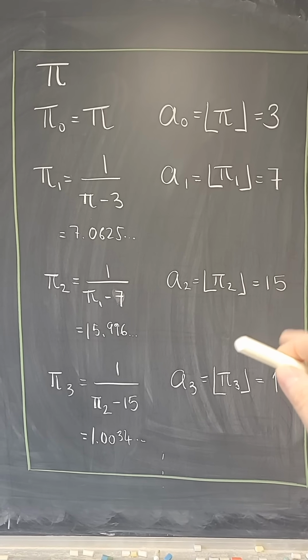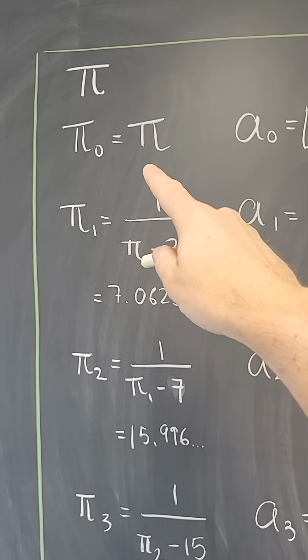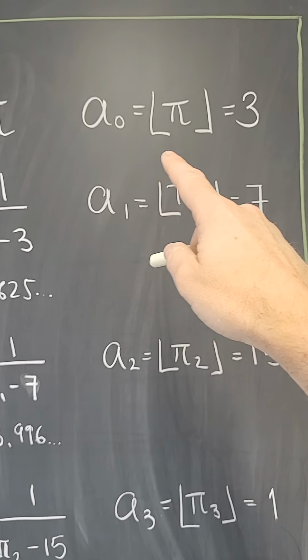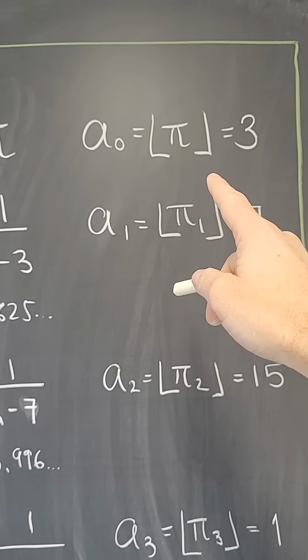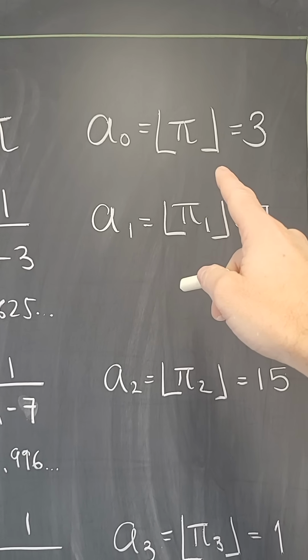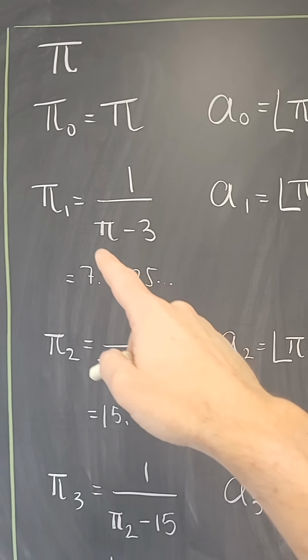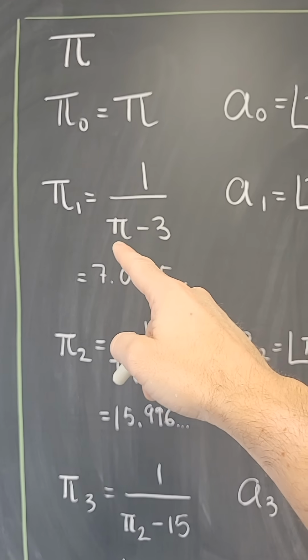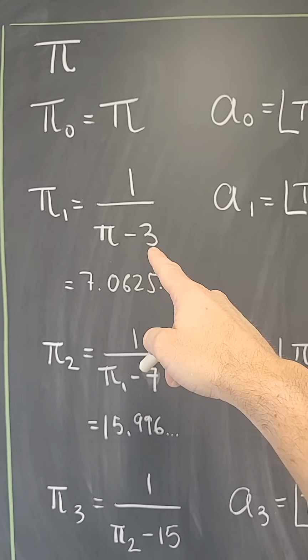Let's do this for pi. Set pi 0 to be pi, and a0 to be the floor of pi. From basic principles, you can prove that pi is between 3 and 4, so the floor is 3. Now, what is pi 1? That will be 1 over pi minus its floor.